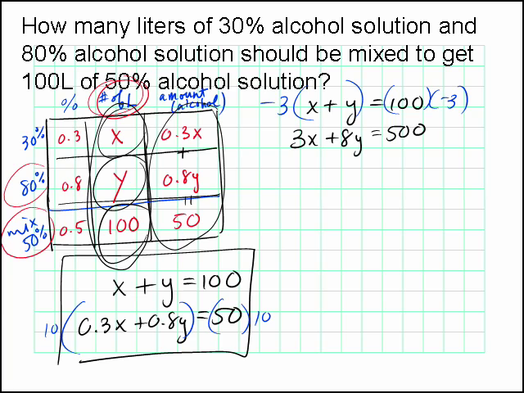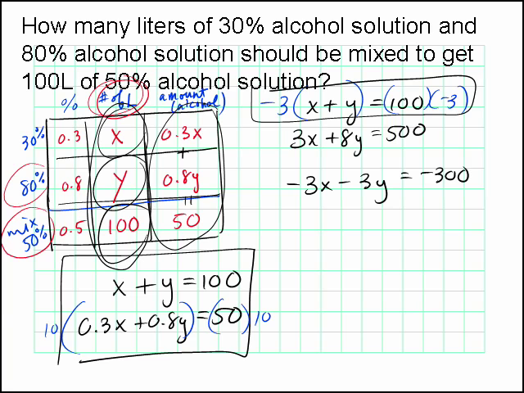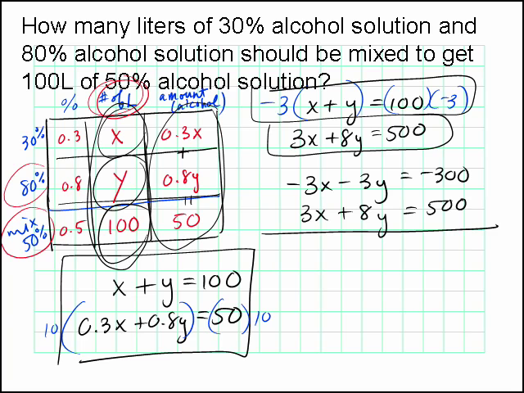Let's rewrite each one now. -3x minus 3y equals -300. That's what this equation becomes. And then this equation is the same. I haven't changed that any. Adding those two equations together, the x's cancel away, and I am left with 5y equals 200. And if I divide by 5, I get 40. Okay, so I got y is 40.